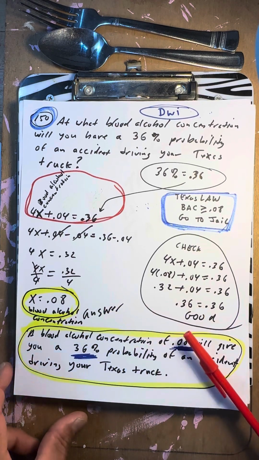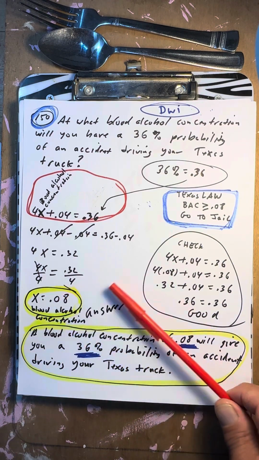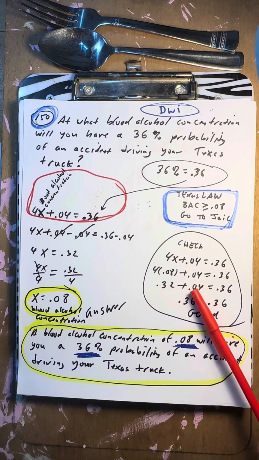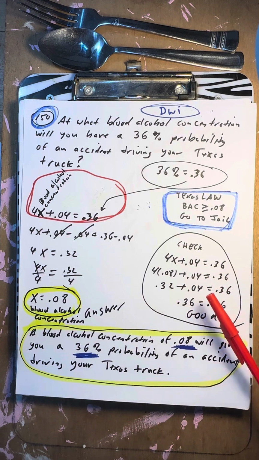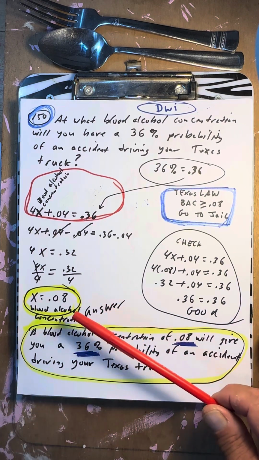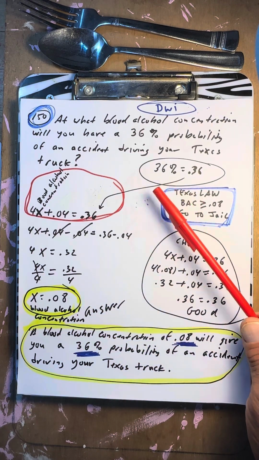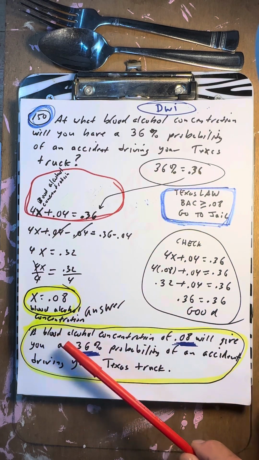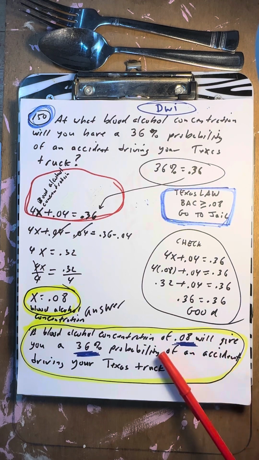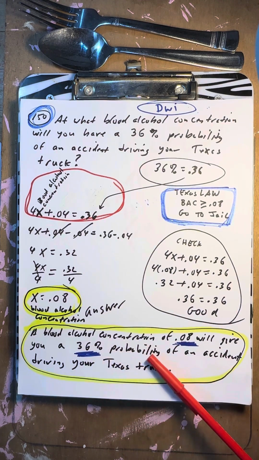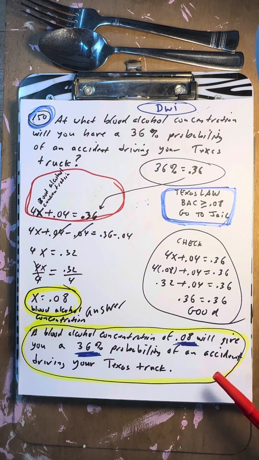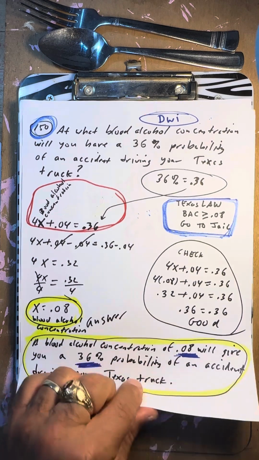So what does that mean? Can we check it? Let's see. Does it work? 4 times 0.08 is 0.32 plus this is 0.36. Yeah, they match. But back to the answer. So 36% probability of an accident if your blood alcohol is what? 0.08. A blood alcohol concentration of 0.08 will give you a 36% probability of an accident driving your Texas truck. So don't drink, don't drive. That's the answer.